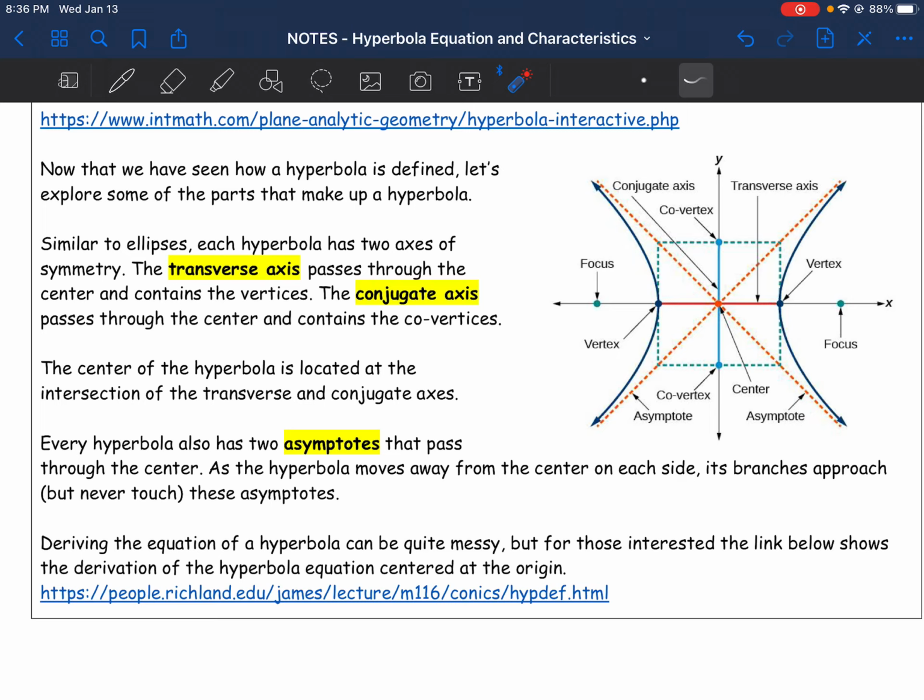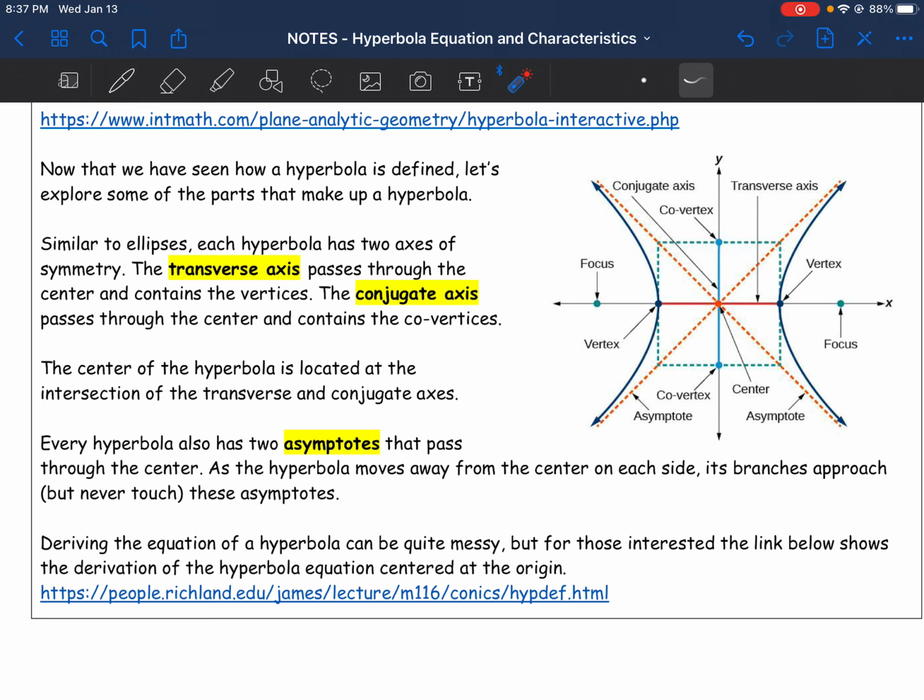Now, every hyperbola also has two asymptotes that pass through the center. As the hyperbola moves away from the center on each side, its branches approach but never touch these asymptotes. Think of your asymptotes from algebra when you dealt with exponential functions. We know an asymptote is a line that a curve can approach but never touch or pass through. So hyperbolas have these asymptotes that are passing through the center. The intersection of the asymptotes is also the center. And then notice that the curves that make up the sides of the hyperbola approach but never quite touch these asymptotes.